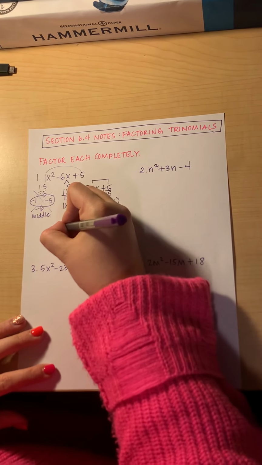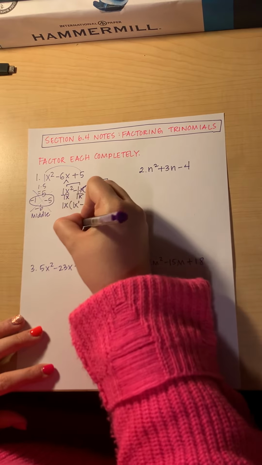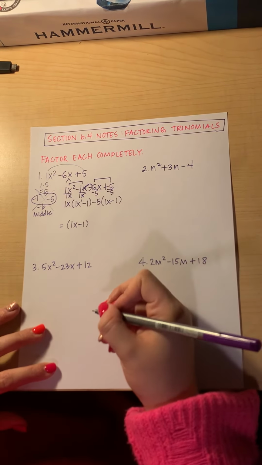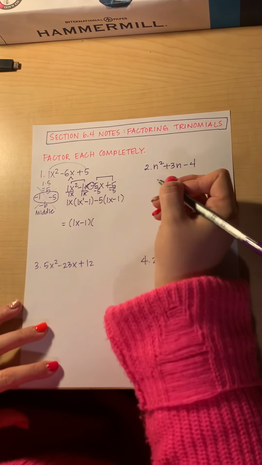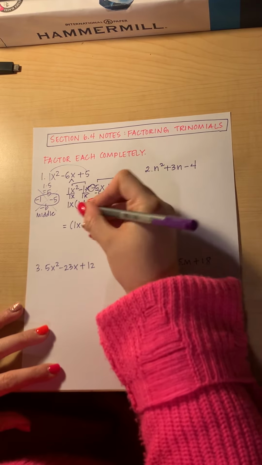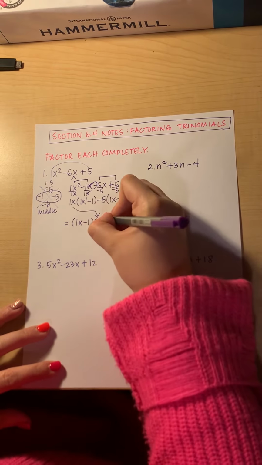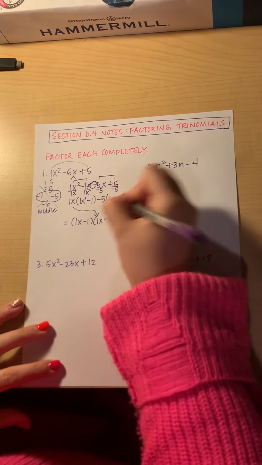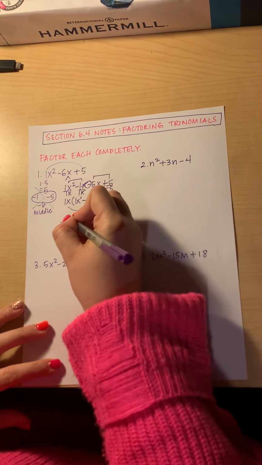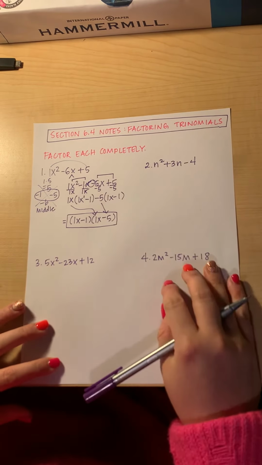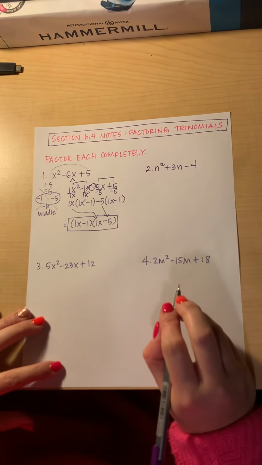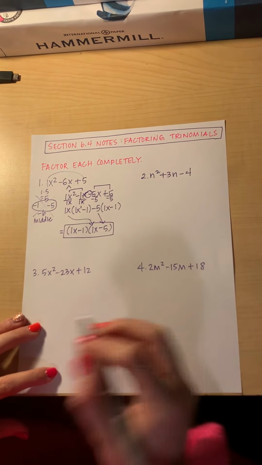To write our final answer, we write 1x minus 1, the stuff we had in our parentheses, then our leftover stuff gets together: 1x from right here, and minus 5. So these two parentheses together give me the final factored form for this trinomial. Let's go to example 2.